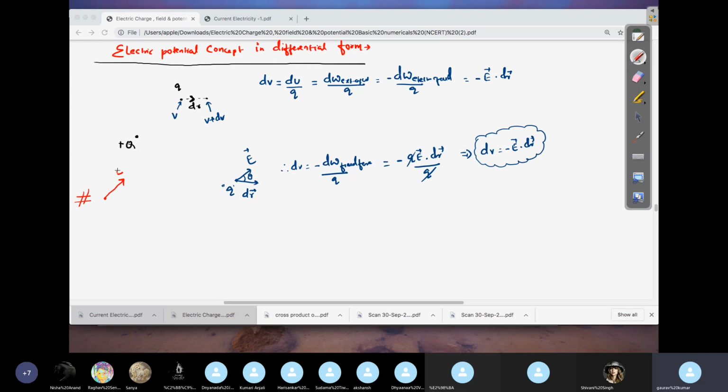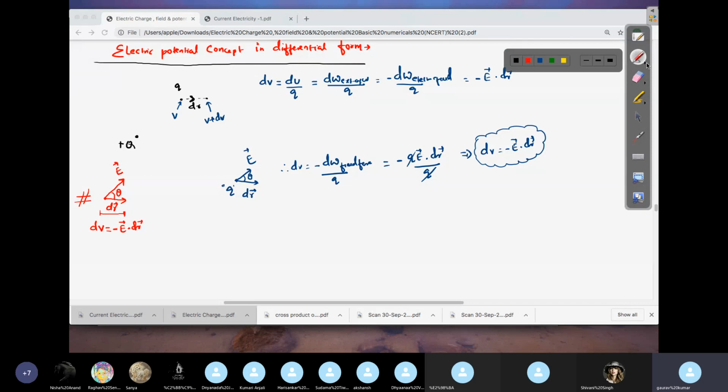At this point, the electric field is E vector, and then you have moved in a direction at an angle theta with E vector. This is your dr vector. So you can see from here that doing this movement dr, dv is given as minus of E vector dot dr vector.